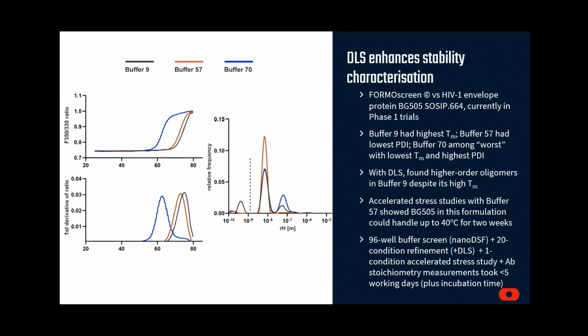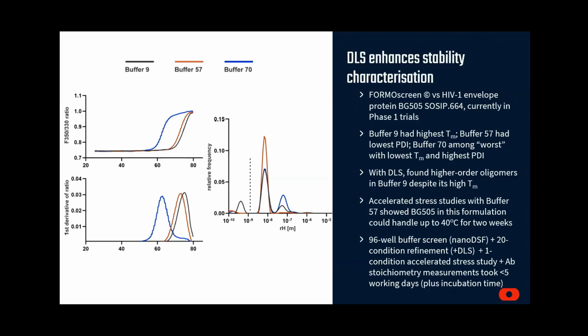When we look at the relative frequency versus hydrodynamic radius graph, we can see how buffer 57 does not have any higher order aggregates forming, but buffer 9 in black does. Compare this also with the least stable protein, buffer 70 in blue, which also has a high PDI and shows that large aggregate molecules are forming. Because of the insights gained from DLS, they went on to further characterize buffer 57 with accelerated stress studies and antibody interaction measurements, not shown here.